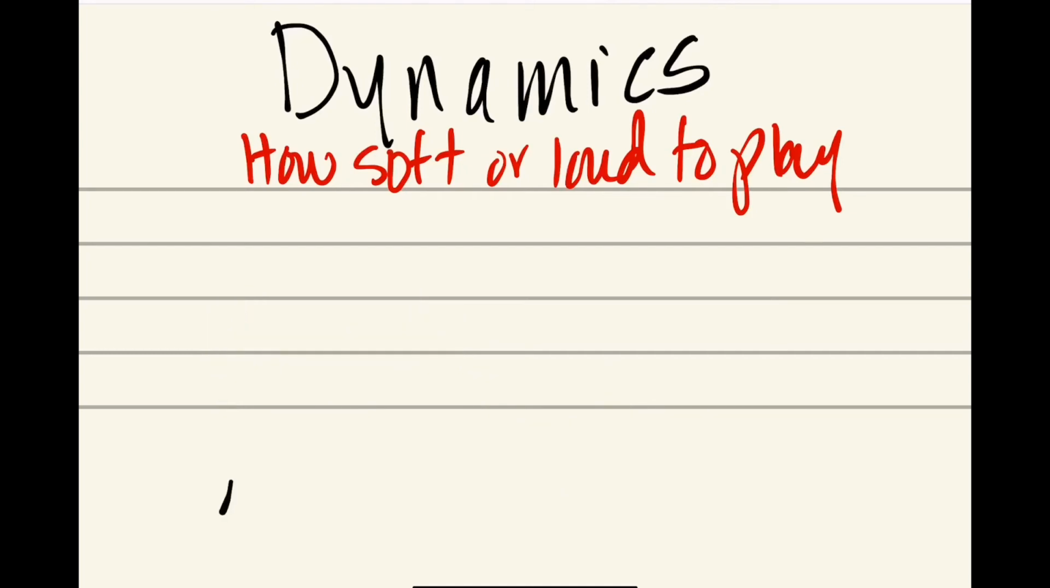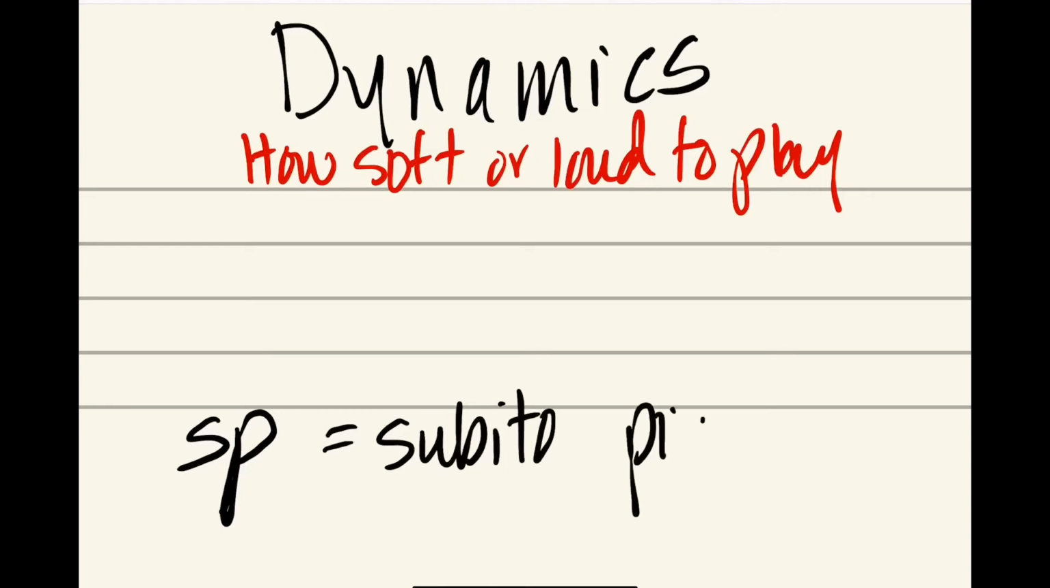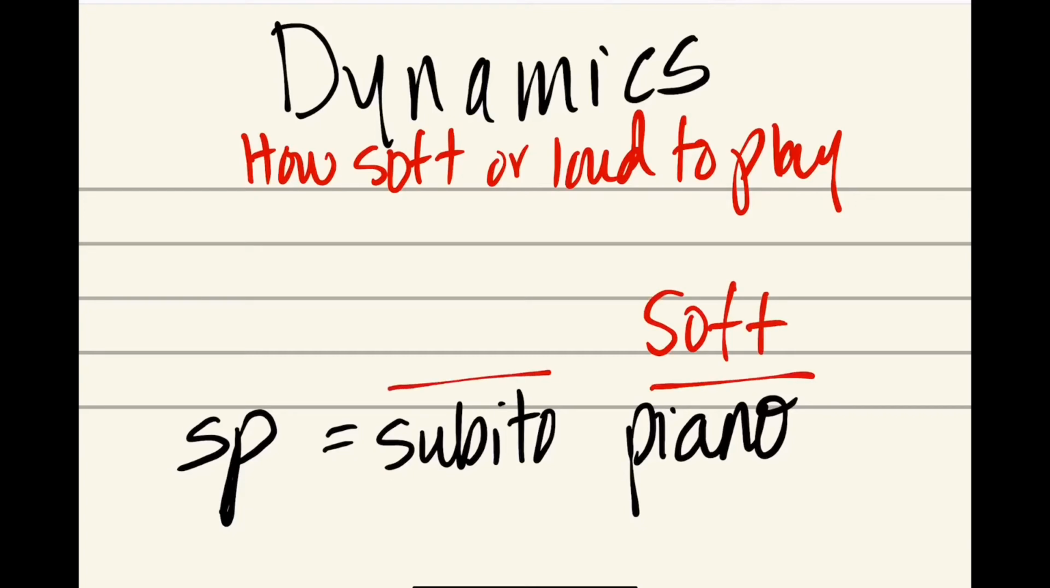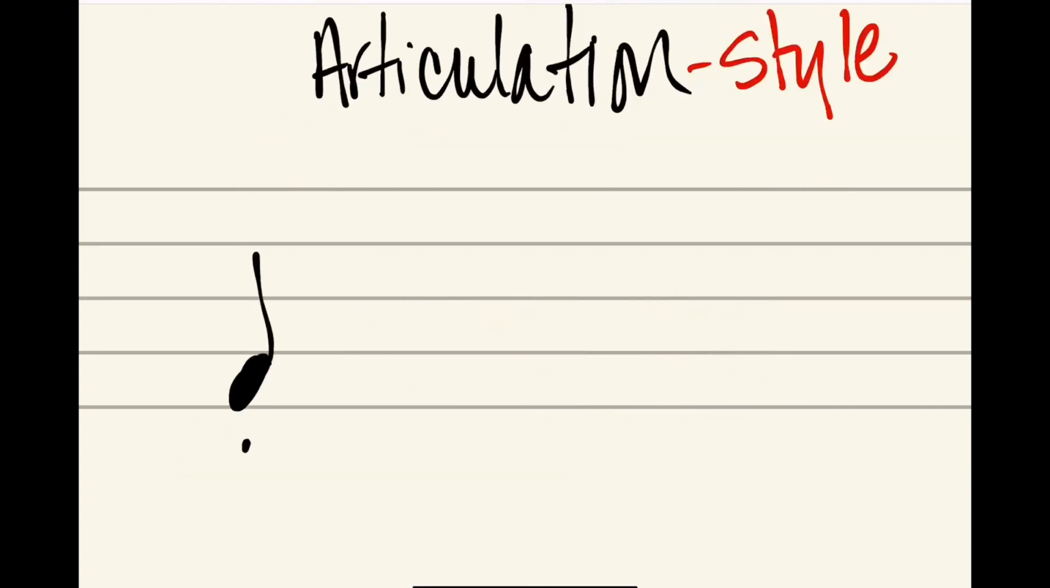Now on the flip side, we can have something SP, which the S stands for suddenly. So suddenly piano, the Italian word for it would be subito, subito piano. Okay, so suddenly soft. So you're playing loud or whatever dynamic, and all of a sudden you're suddenly soft, which can also be done with a forte.